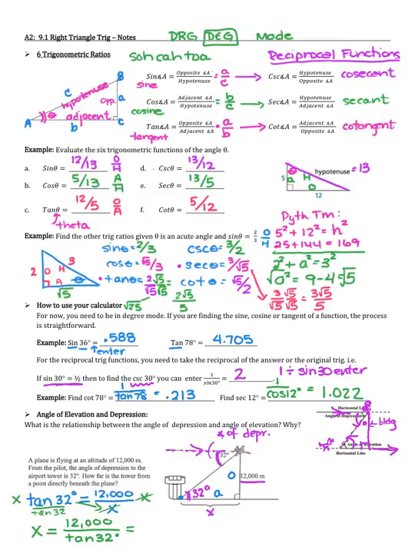Now I just go to my handy dandy calculator and I actually enter all at one time 12,000 divided by, because that's what this fraction bar means, tan 32, enter. And you should get 19,204.014 meters, since they gave us units. All right, so that's how you would handle a word problem with an angle of depression or an angle of elevation.